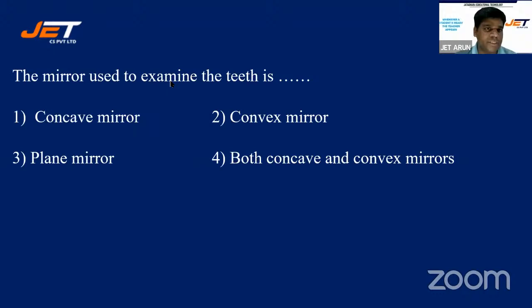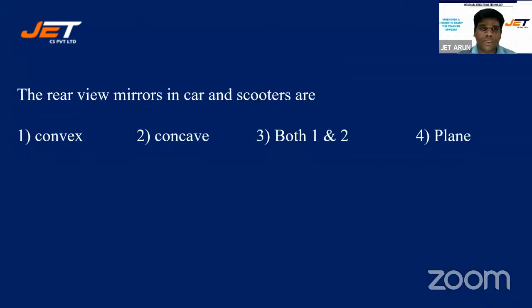Yes, Akhilesh is right. Riya is right. Taruni is right. Yeah, convex is used as a rear view mirror. All right, good. Excellent. Let's look at the key. Yes, it's concave mirror, students. To examine the teeth, or used by dentists, it's concave mirror. The rear view mirrors in cars and scooters are, as I repeated the statement, convex, concave, both 1 and 2, or a plane mirror.